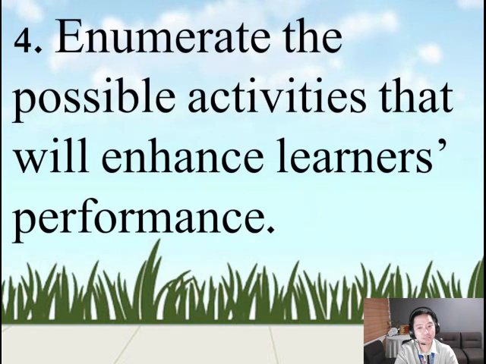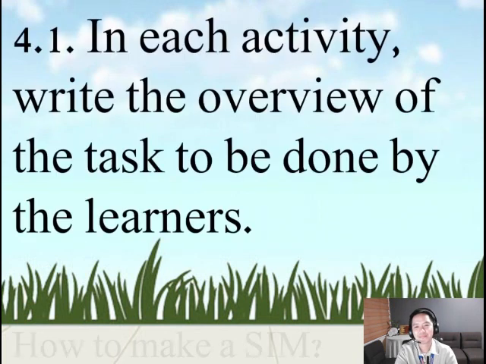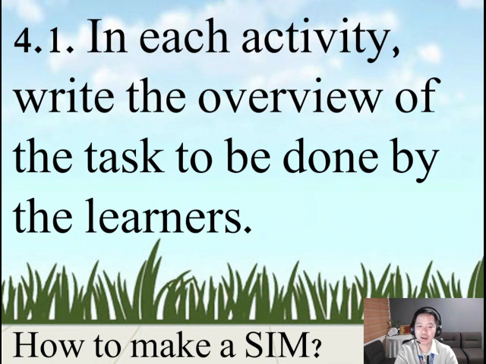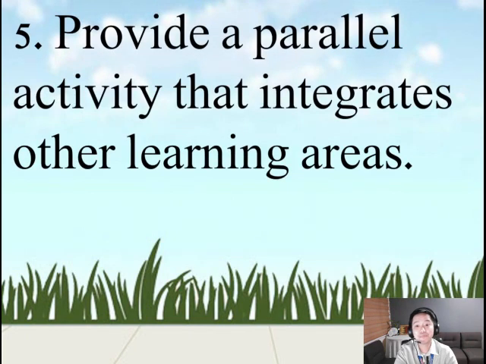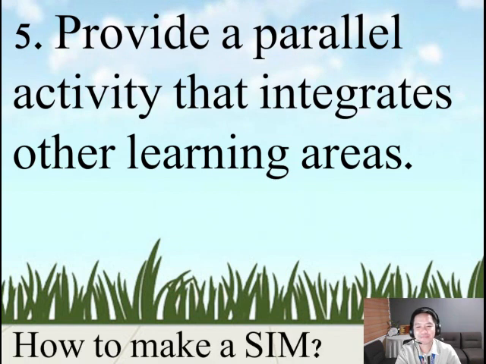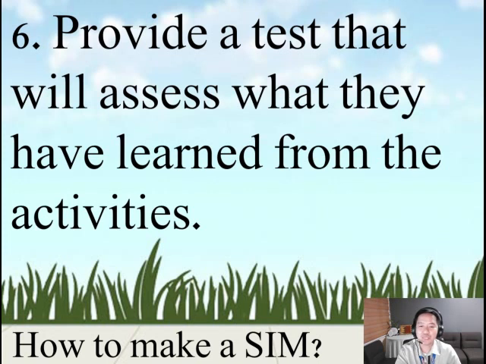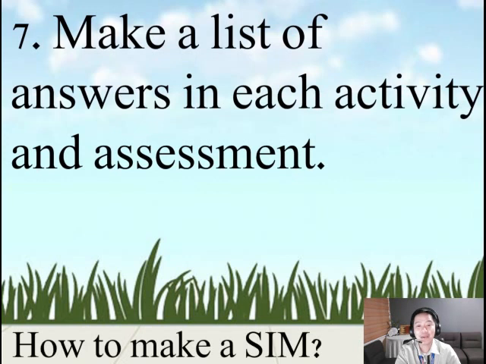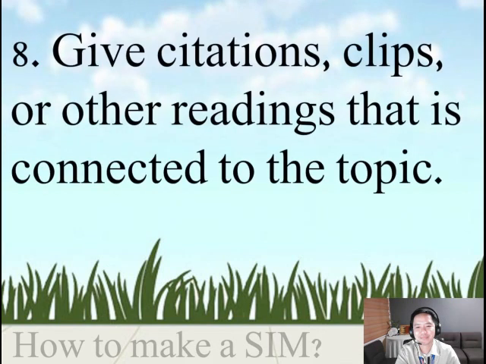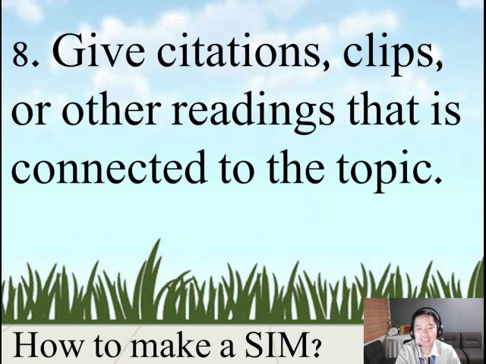Enumerate the possible activities that will enhance learners' performance. In each activity, write the overview of the task to be done by the learners. Provide parallel activities that integrate other learning areas. Provide a test that will assess what they have learned from the activities. Make a list of answers in each activity and assessment. Give citations, clips, and other readings that are connected to the topic.